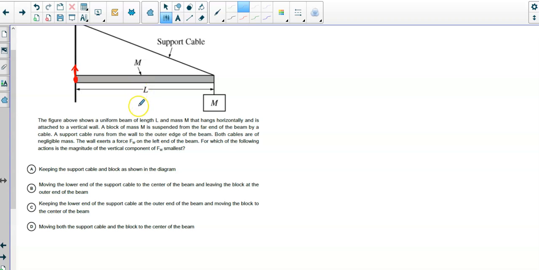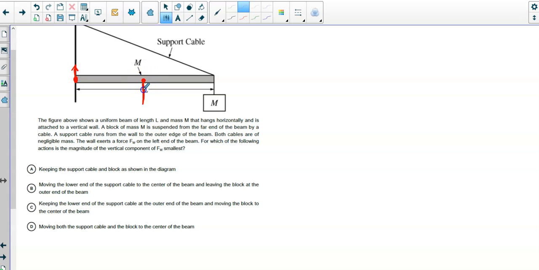Let's keep going. Keeping the lower end of the support cable at the outer end of the beam and moving the block to the center of the beam. Moving both the support cable and the block to the center of the beam. I would say D. And I think it's easier for me to explain why I think D is right than to explain why the other ones aren't.